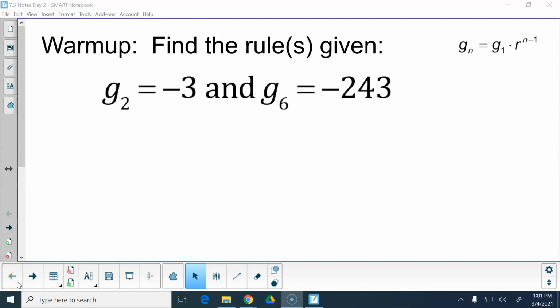All right, so before we continue on with geometric series today, I would like you to find me the rule or rules, because remember the special case is in effect for the geometric sequence, almost said series, that's later, for the geometric sequence with those two terms. Okay, so find me the general rule.